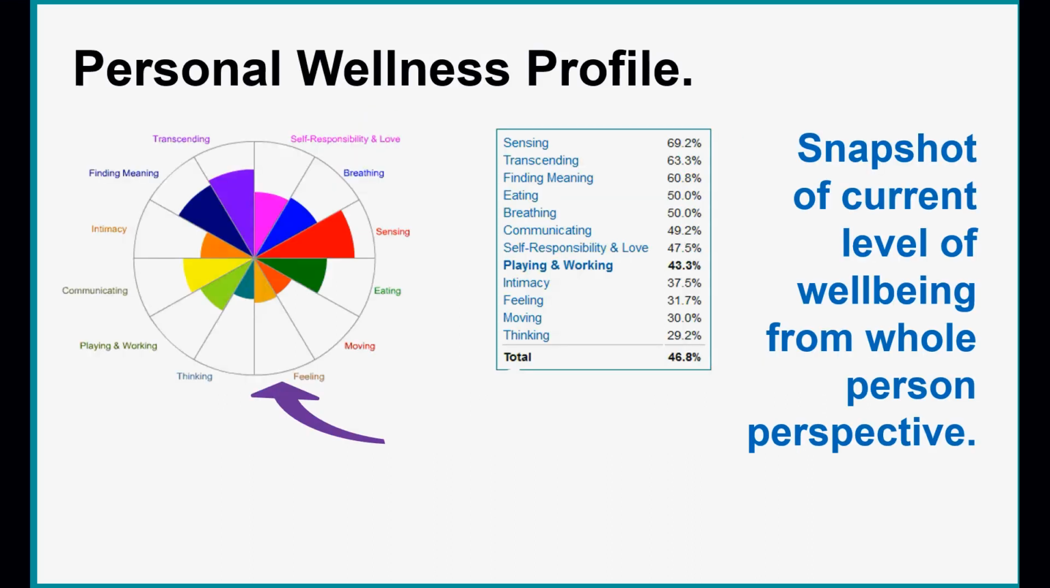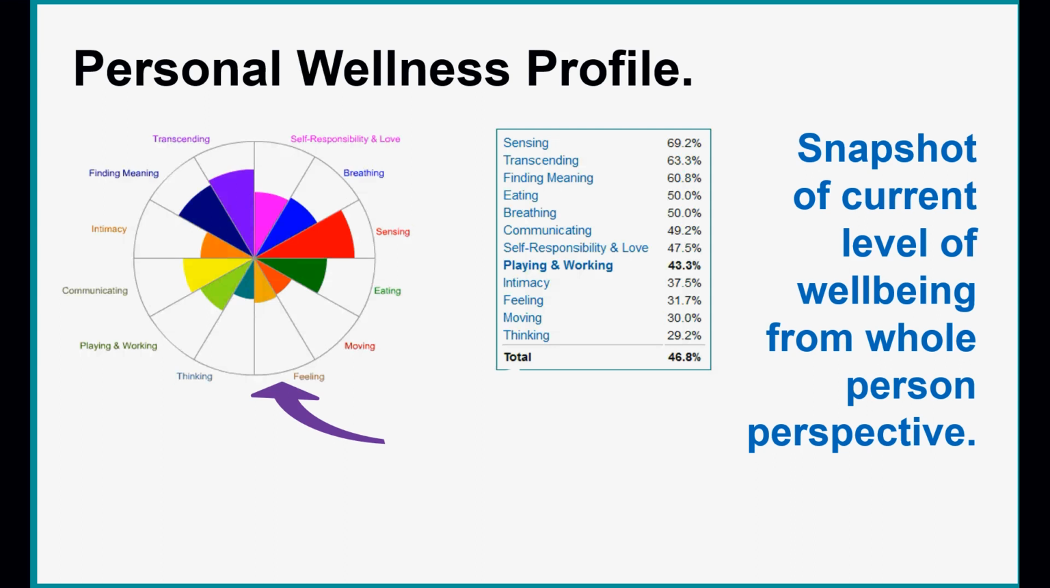When you've completed the assessment, the first thing you see is your personal wellness profile. And again, this is a snapshot of your current level of well-being from a whole person perspective, but it's a snapshot in time. You may be under specific stresses at this time that are impacting the expression of your wheel, because one of the things we find is that stressors and challenges, if they're chronic, tend to diminish the expression of the wheel and all the different dimensions, and sometimes some more than others.